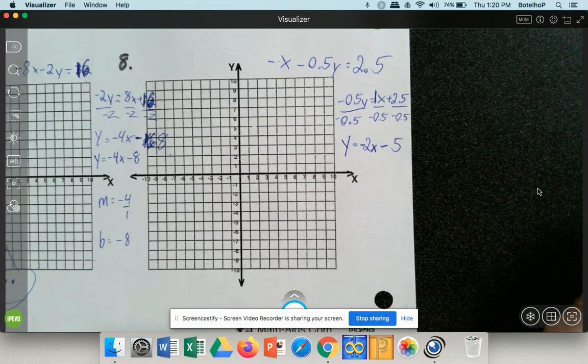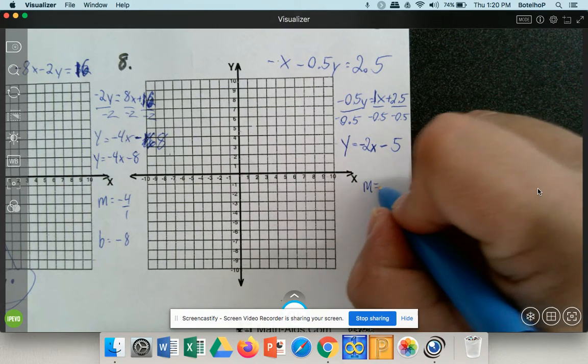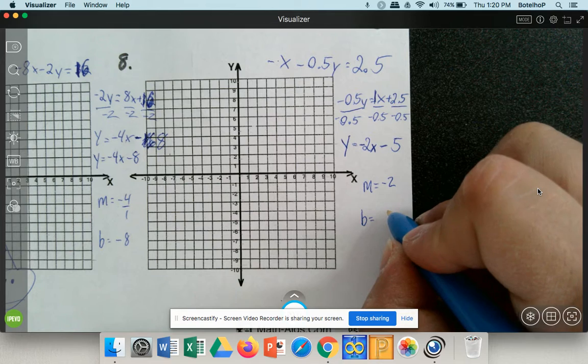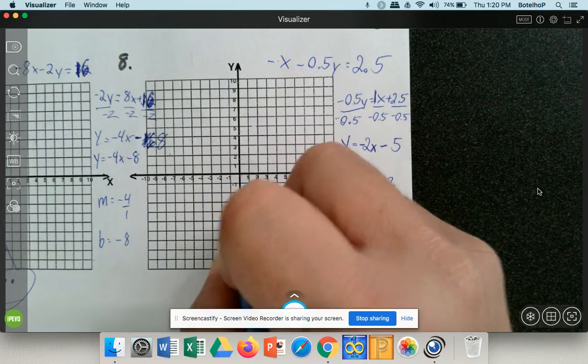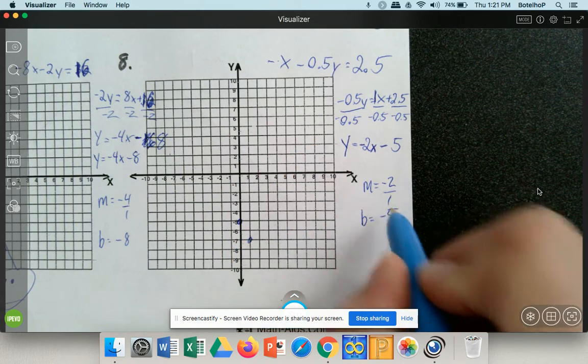I'll pause the video again and graph it. M equals negative 2. B equals negative 5. Go ahead and graph it here. Negative 5 stays on the graph. Down 2, right 1. That's 2 over 1.